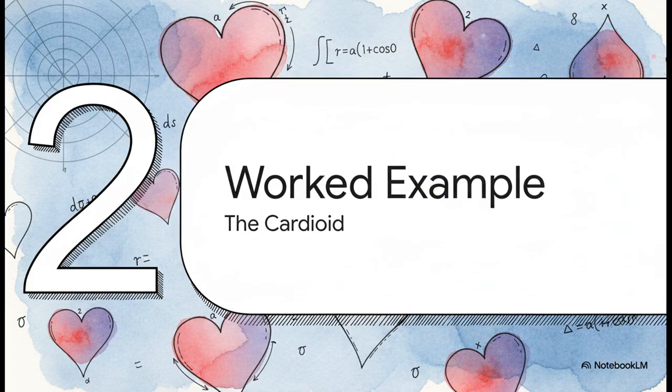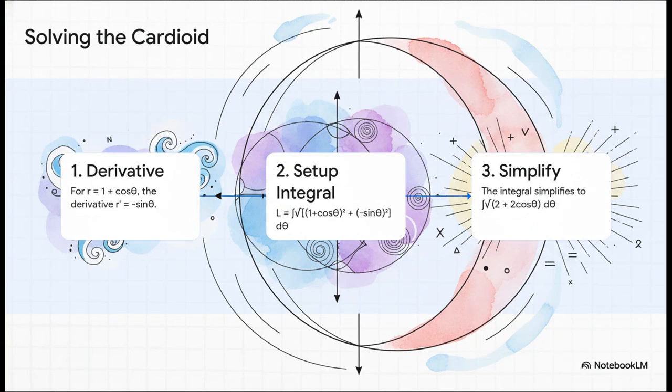All right, theory is great and all, but let's see this thing in action. We are going to put this formula to the test by calculating the entire perimeter of a very famous curve, the heart-shaped cardioid. You'll see the process here is pretty much the same every time. We start with our equation, r equals 1 plus cosine theta. Step 1. Find the derivative, r prime, which is just negative sine theta. Easy enough.